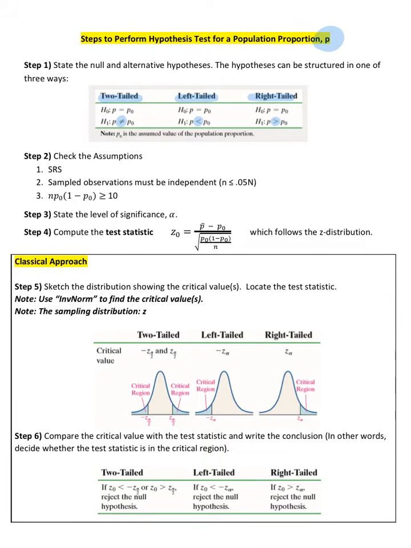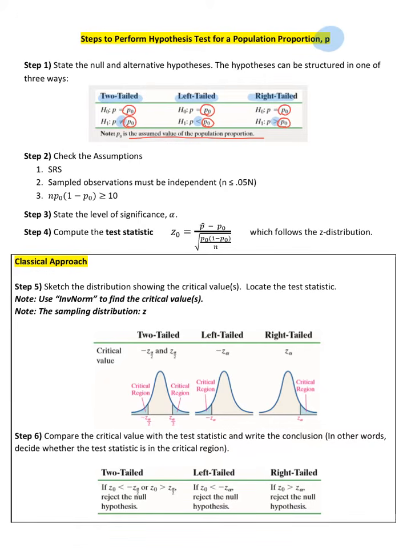Now p naught, this guy right here, is the assumed value of the population proportion. Usually this value is given to you in the problem, so you're going to have to look for it.